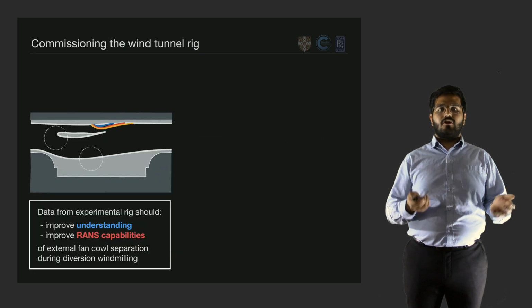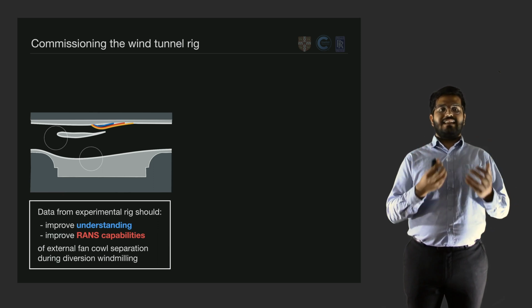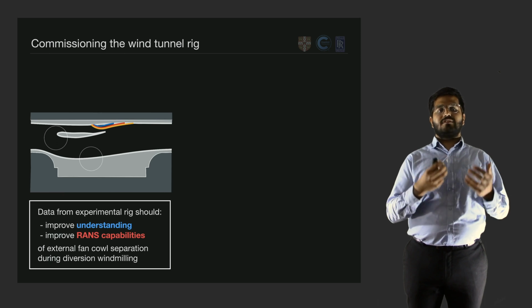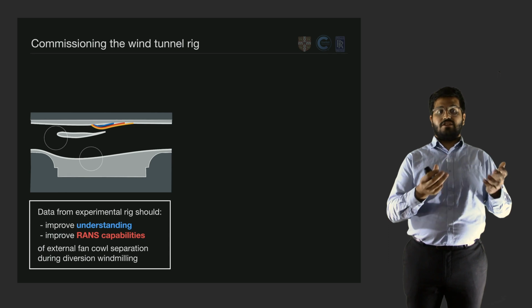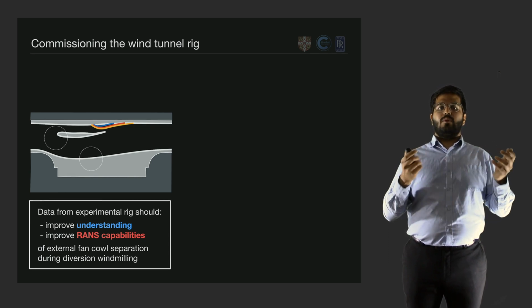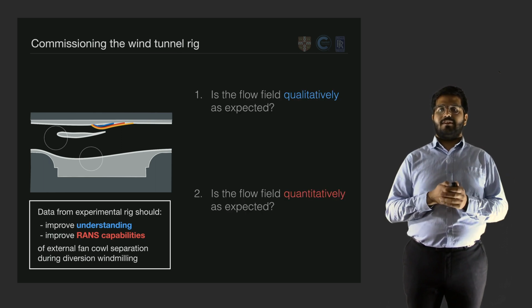So now that we've got our design for our wind tunnel rig, we need to make sure that it replicates the key flow physics from diversion windmilling to ensure that the data from the rig improves our physical understanding and is able to improve computational methods of this flow field. In order to check that this is the case, we need to verify that the flow field is both qualitatively and quantitatively as we might expect.